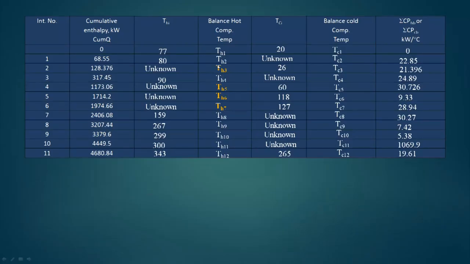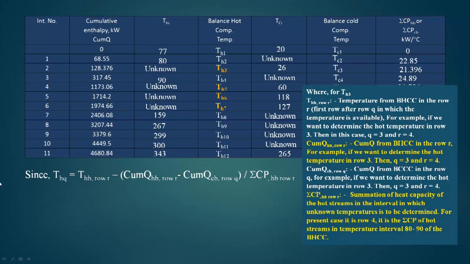Now, the temperatures which are not known are given in this color for the hot. Similarly, we will find out the temperatures which are not known in the balanced cold composite curve, in the green color. So, let us see how to find it out. Now, this is the equation using which we will be finding out the unknown temperatures. The explanation is given here, but it is better to go through the method to understand it.